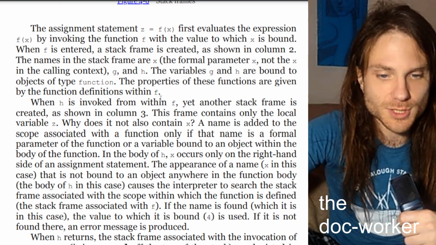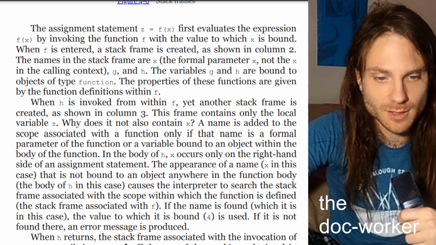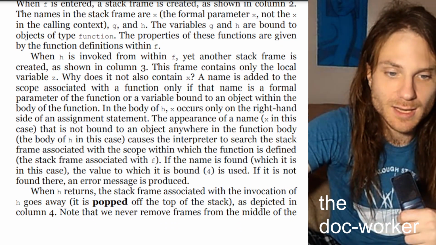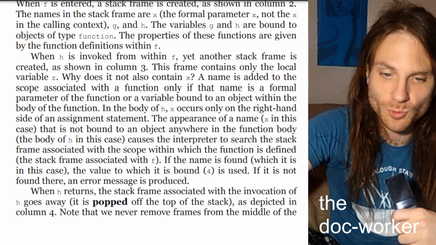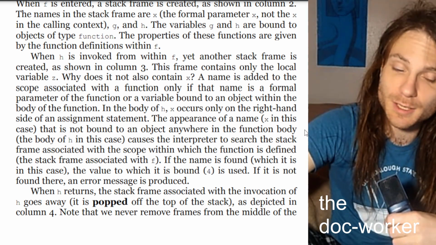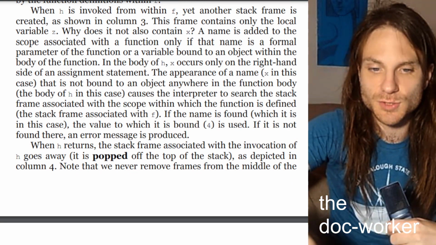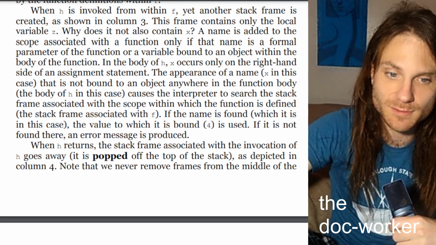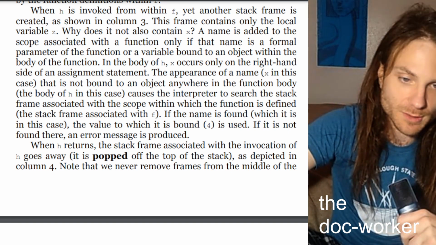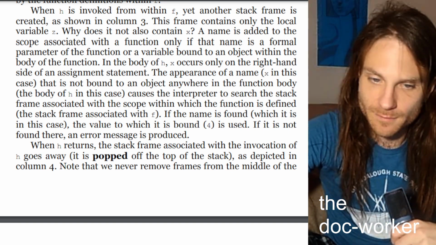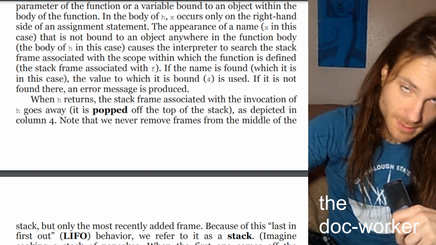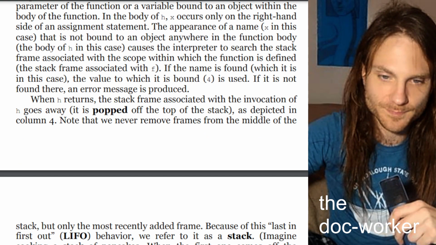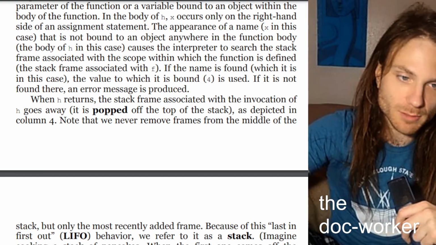In the body of h, x occurs only on the right-hand side of an assignment statement. The appearance of a name, x in this case, that is not bound to an object anywhere in the function body, the body of h in this case, causes the interpreter to search the stack frame associated with the scope within which the function is defined, the stack frame associated with f, in other words. If the name is found, which it is in this case, the value to which it is bound, 4, is used. If it is not found there, an error message is produced.